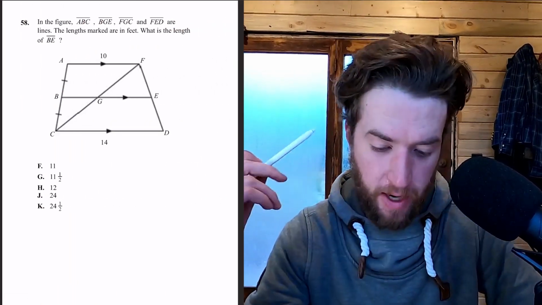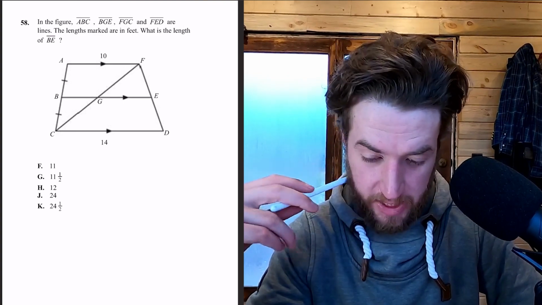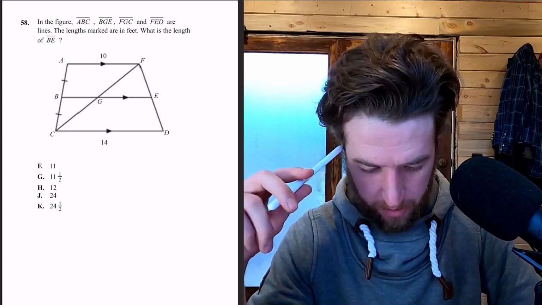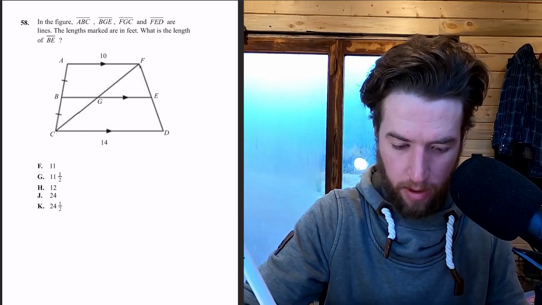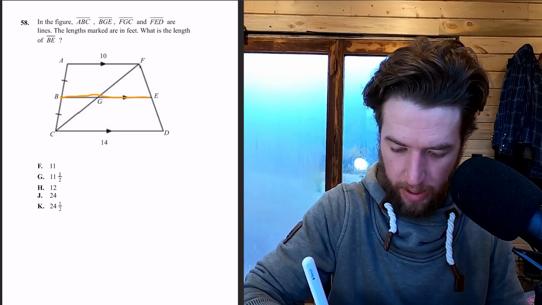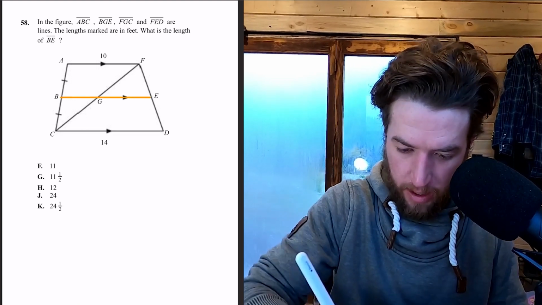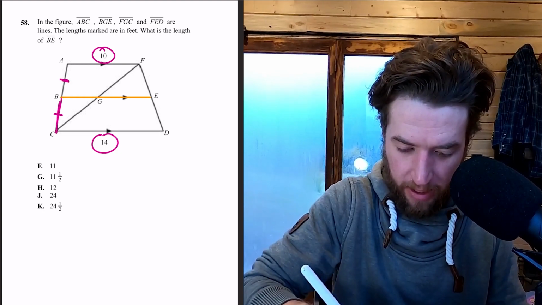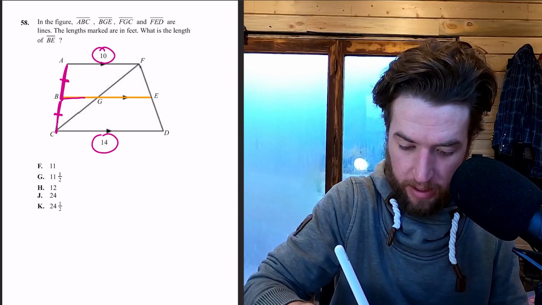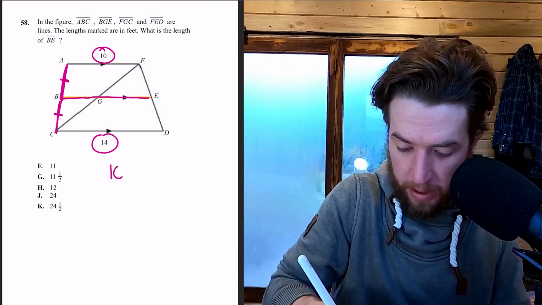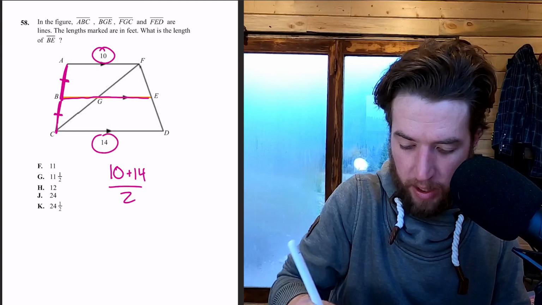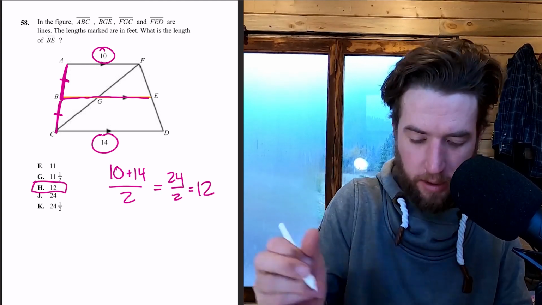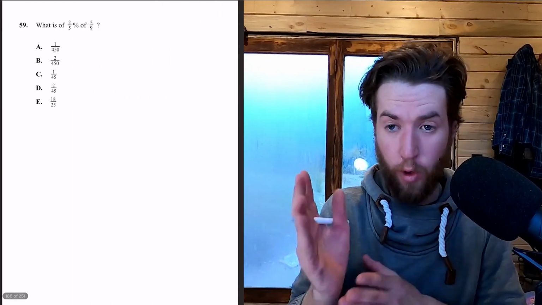All right, in the figure, ABC, BGE, FGC, and FED are all lines. The lengths marked are in feet. Oh, nice little proportional trapezoid here. So what is the length of BE? Nice. So this is 10, this is 14, and then right away I notice these are congruent, meaning these are the same length as each other. So this is the exact average of 10 and 14. The average of 10 and 14, or the middle, is, I'll just do it out, but it's 12. Answer H.